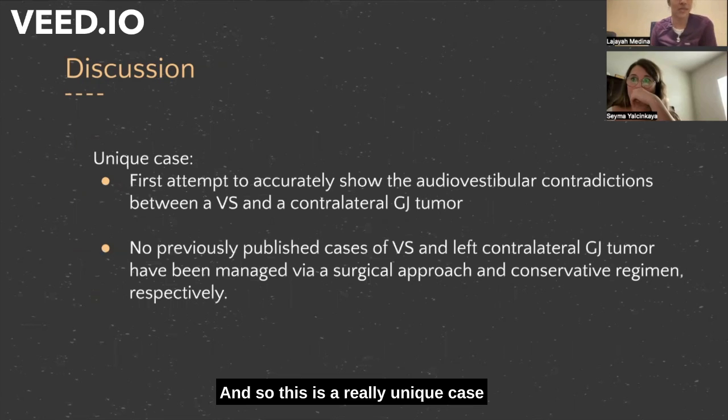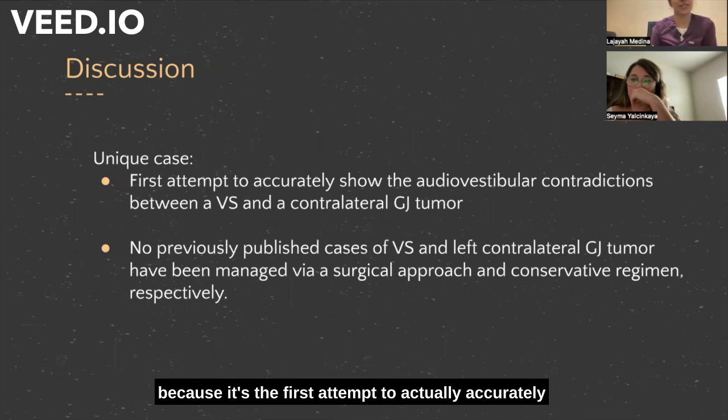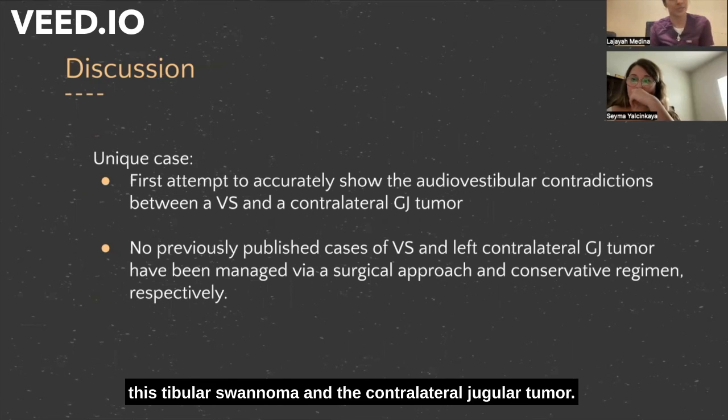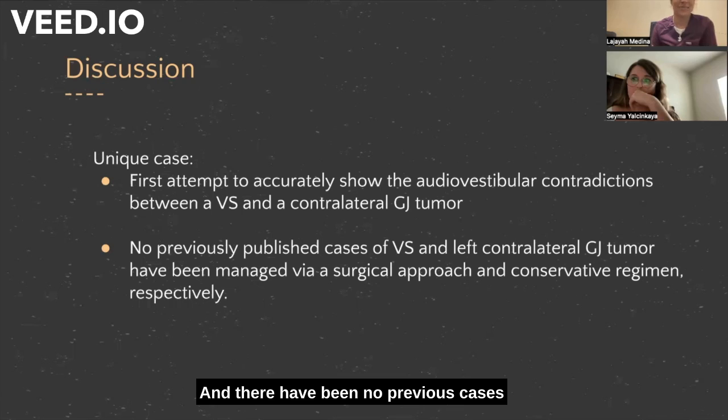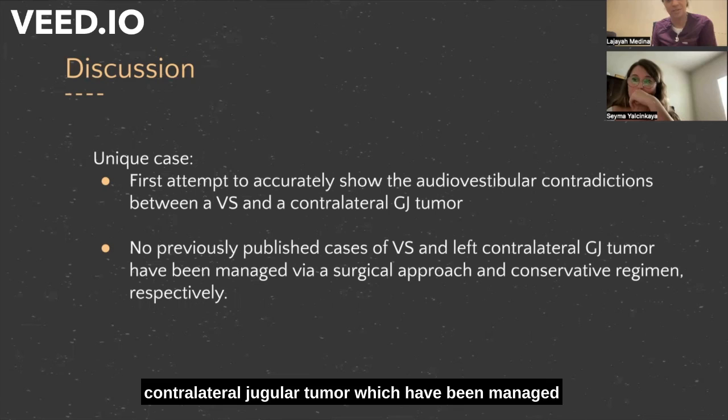And so this is a really unique case because it's the first attempt to accurately show the audiovestibular contradictions between both the vestibular schwannoma and the contralateral jugular tumor. And there have been no previous cases of a vestibular schwannoma and a left contralateral jugular tumor which have been managed with surgical intervention and a conservative regime.